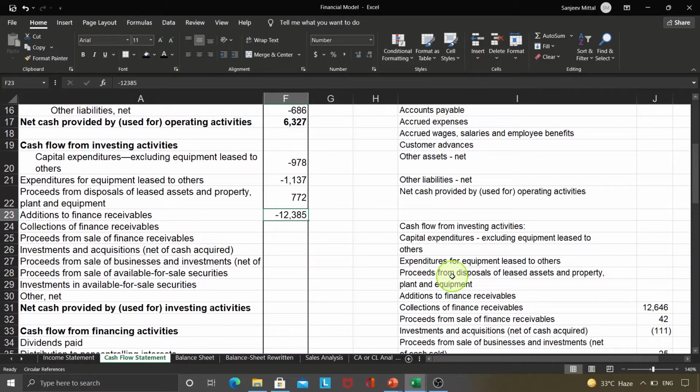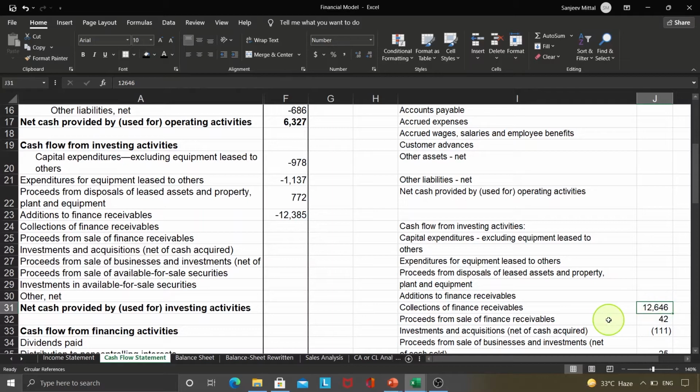So my format is majority or more than 90% similar to the statement prepared by the annual report of the company. However, I have made a little bit of changes for my individual requirement of financial modeling. Every person has their own discretion, and every analyst has their own discretion in how they can use these models.